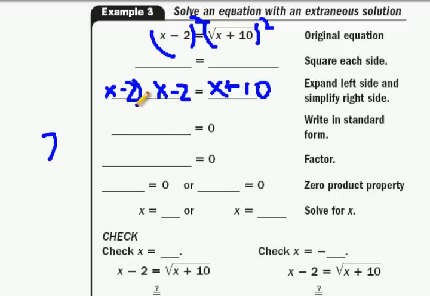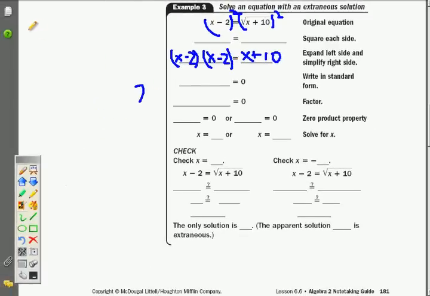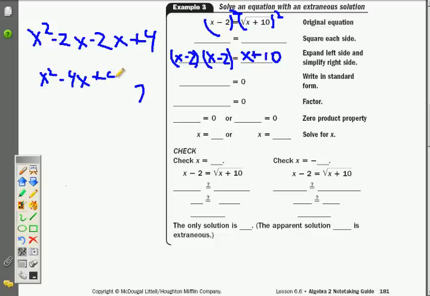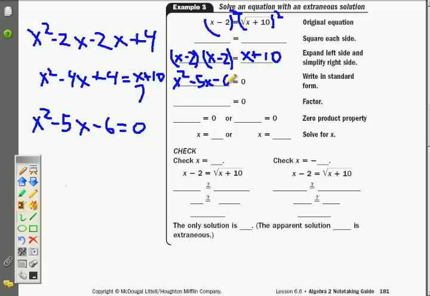Well, x minus 2 times x minus 2 is going to require some FOILing. So it's going to be first, x squared, minus 2x, plus 4. Or x squared minus 4x plus 4 equals x plus 10. Well, if I subtract x on both sides, I get x squared minus 5x. And if I subtract 10, I get negative 6 equals 0. So I'll write that right here. x squared minus 5x minus 6 equals 0.